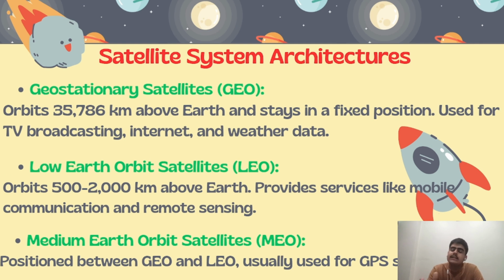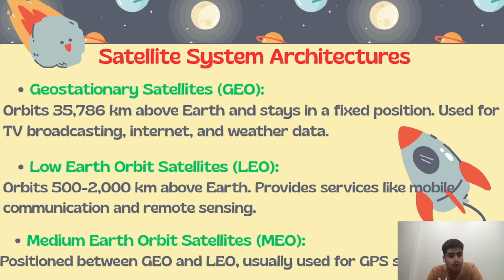These are nothing but the types of satellites which we have proficiently used. The first one is geostationary satellites, that is GEO. Here the parameter is that 35,786 kilometers is the altitude at which the satellite revolves. It is used mainly for TV broadcasting, internet and weather forecasting data.